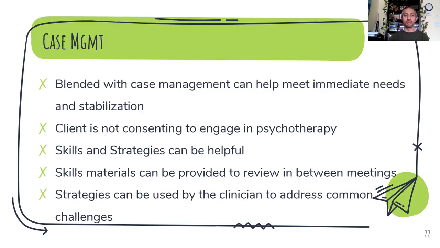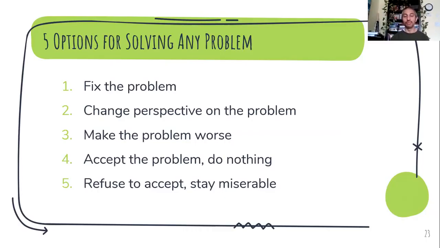However, the skills and strategies can still be helpful. The skills materials can be provided in between meetings. It can be helpful in addressing crises, and the strategies can be used by the clinician to address lots of common challenges. So one of the first things that's really valuable in DBT that I found is the 5 options for solving any problem. So that can include 1, fixing the problem, solving it. 2, changing the perspective on the problem, so changing how we think about the situation. 3, we can make the problem worse by getting angry or getting drunk or high or cutting. 4, we can accept the problem and do nothing. That, okay, this is a problem, but we don't need to do anything.